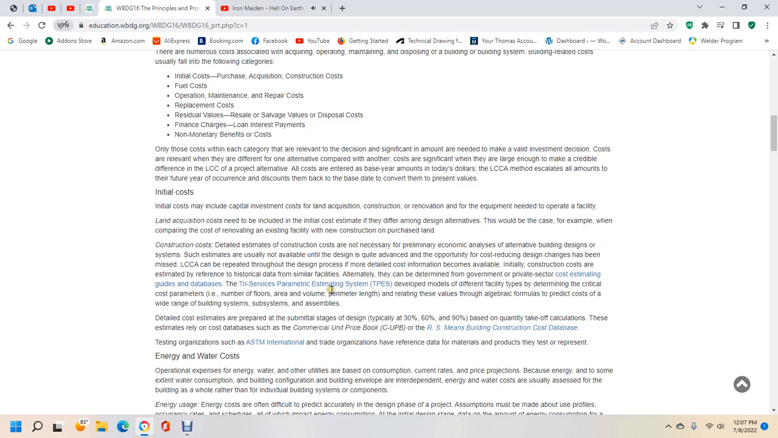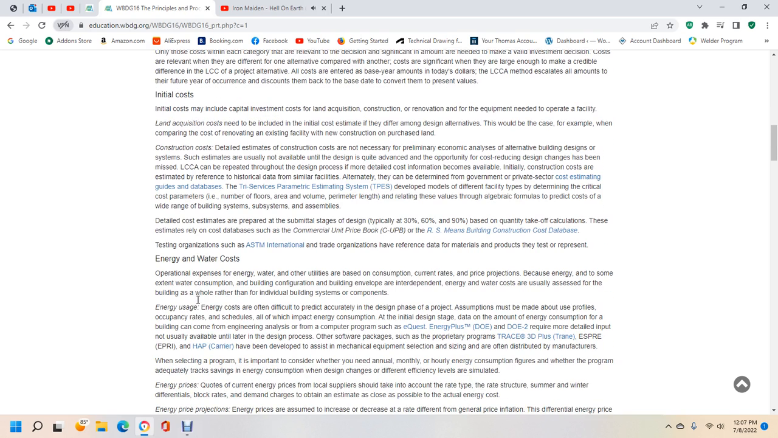The Tri-Service Parametric Estimating System, or TEPS, develops models of buildings of different facility types to determine the critical cost parameters, such as number of floors, area, volume, percent, and perimeter length. Entering these values into algebraic formulas predicts the cost of a range of building systems, subsystems, and assemblies.